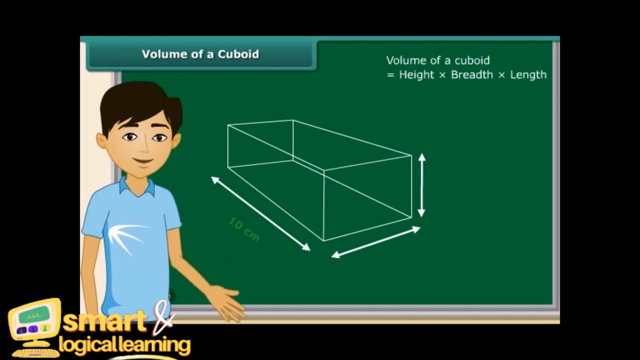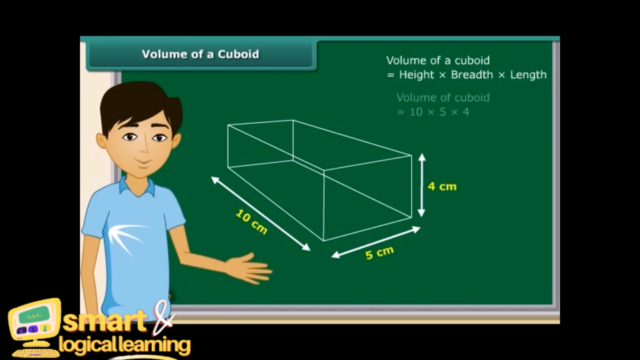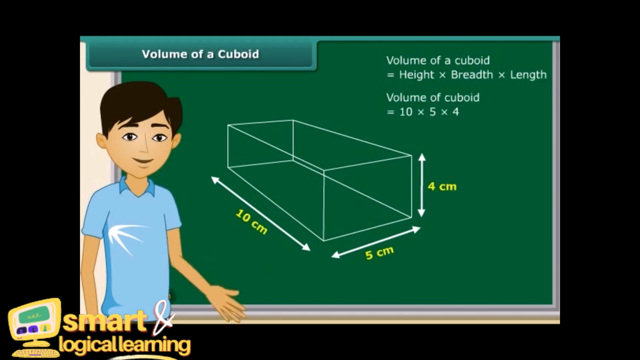Let us work out the volume of this cuboid. The three dimensions are given to us. Calculating the volume of this cuboid is fairly easy. Just multiply all the three numbers. So the volume of this cuboid is 200 centimeter cube.